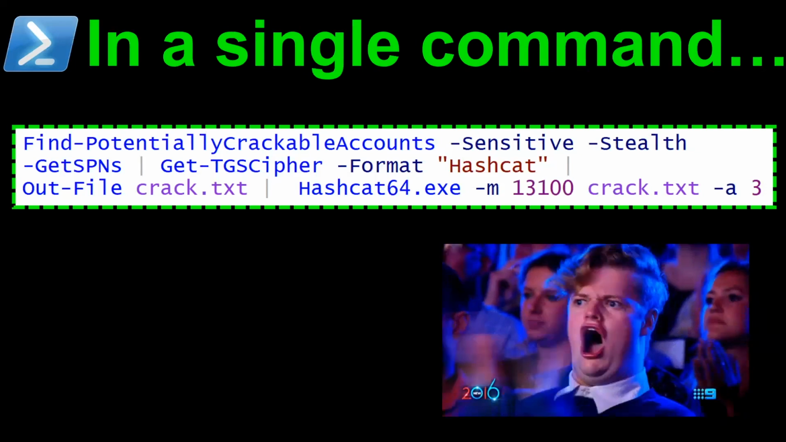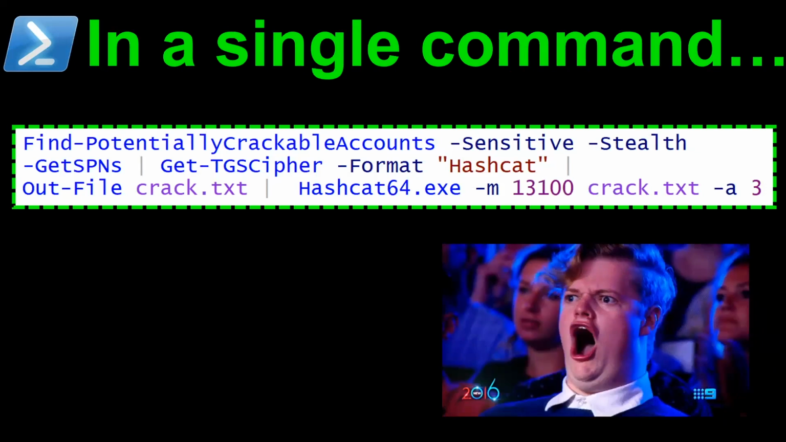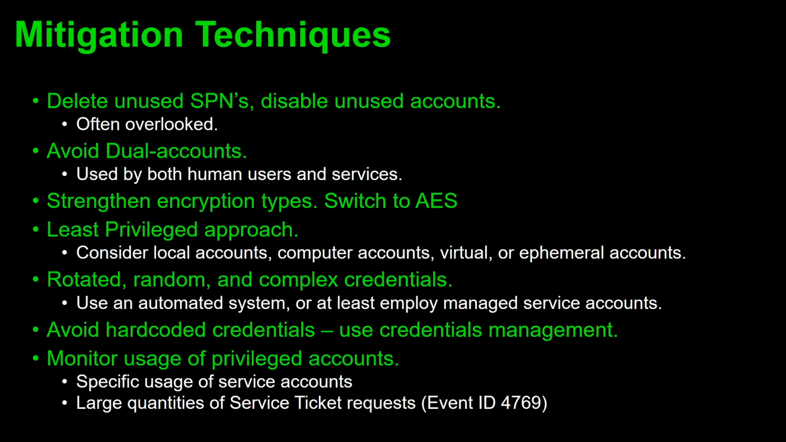So let's talk about how we can mitigate them. It's kind of common sense to me, but if you have deprecated SPNs, end of life, things that are dead, remove them from Active Directory. The other thing is avoiding dual use accounts. When I say a dual use account, I'm referring to who's authenticating with it. Is it a human user or is it a robot? Is it a service account?